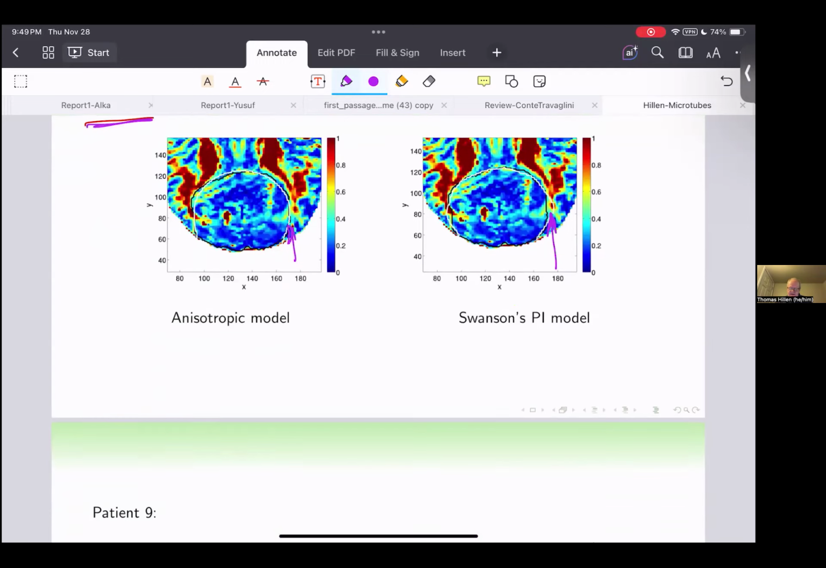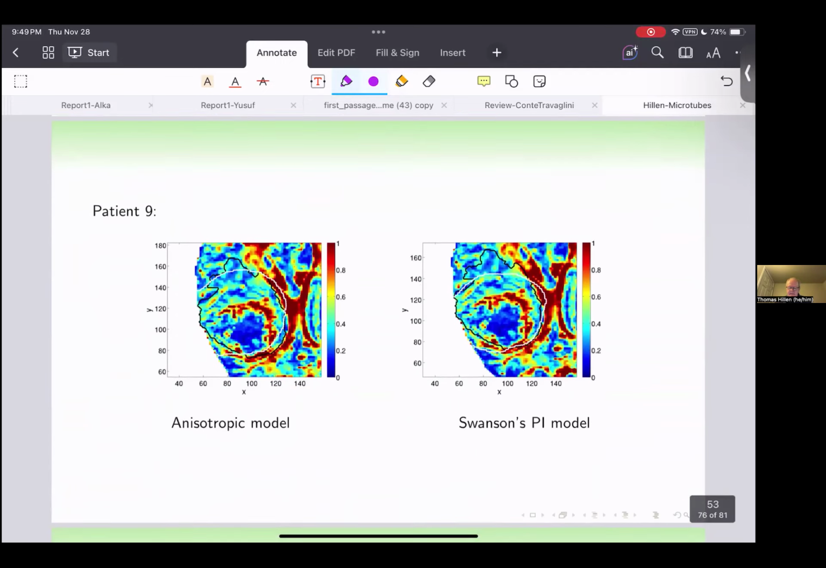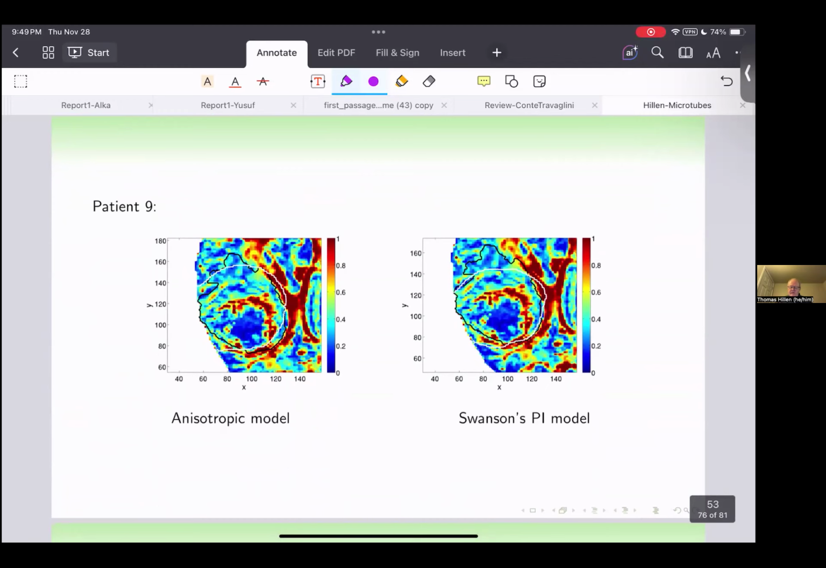And then another patient, patient number 9. There we see a difference here on the tip of the tumor. The tumor has grown to the upper bits a little bit more than is predicted. And this model does a little bit better, but also is not perfect. Okay. So by using the anisotropic model, we gain a little bit, but this is not the end of the story. This is maybe not a complete answer just yet.